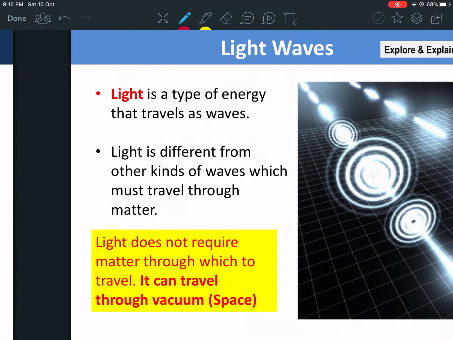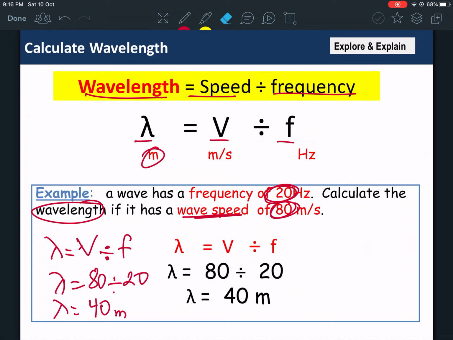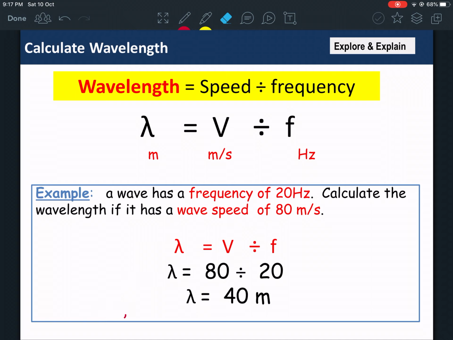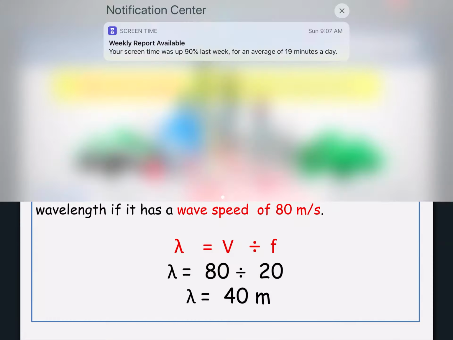Okay, so now you know how to calculate frequency, wavelength, and speed. Okay, that's it for today. We'll do the rest tomorrow. Sorry, later.